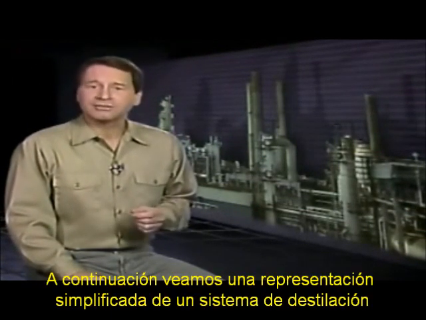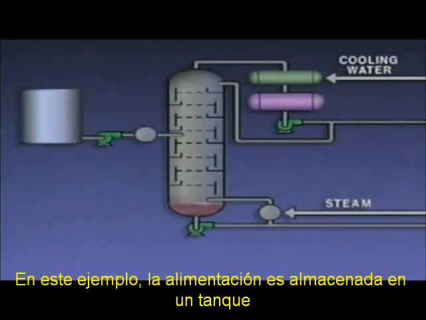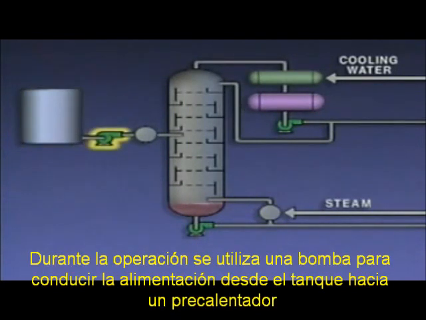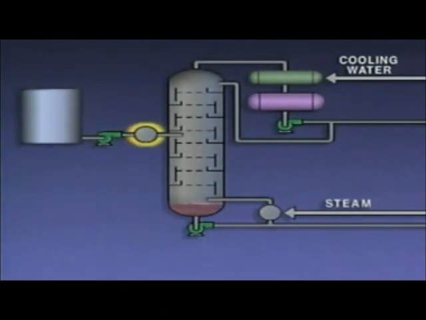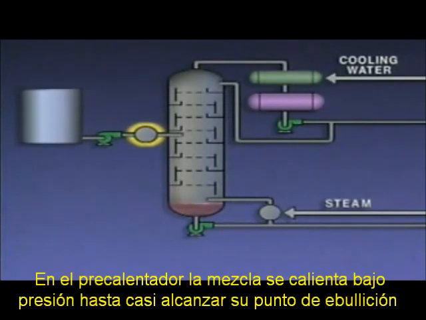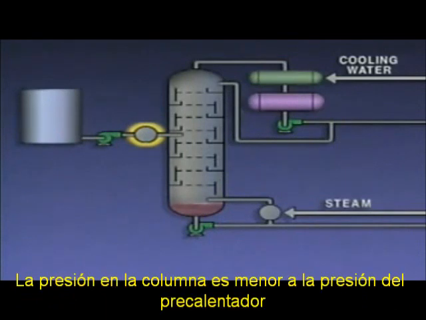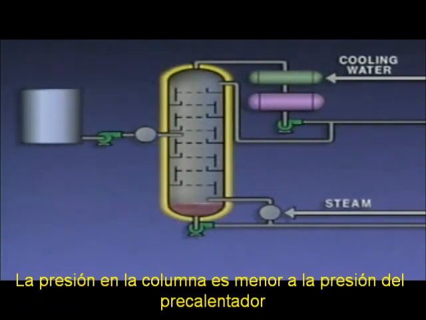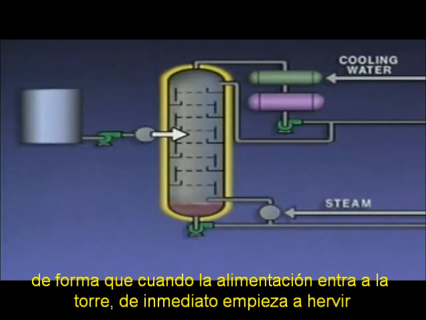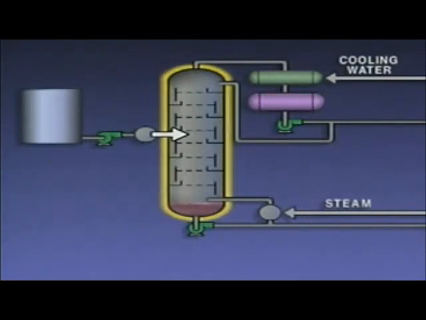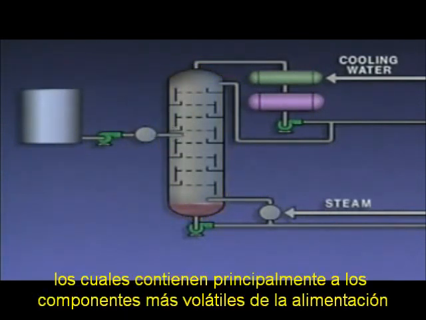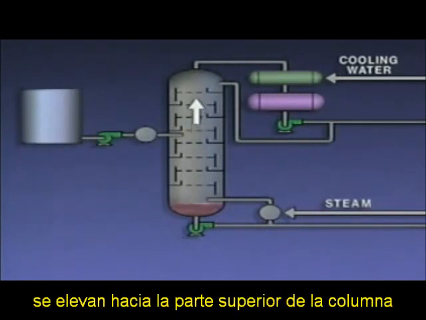Let's take a look at a simplified representation of a distillation system. In this example, the feed is stored in a tank. During operation, a pump is used to move the feed from the tank to a preheater. In the preheater, the mixture is heated under pressure to just below its boiling point. The pressure in the tower is lower than the pressure in the preheater. So when the feed enters the tower, it starts to boil. The vapors from the boiling liquid, which primarily contain the lighter components in the feed, rise in the tower.